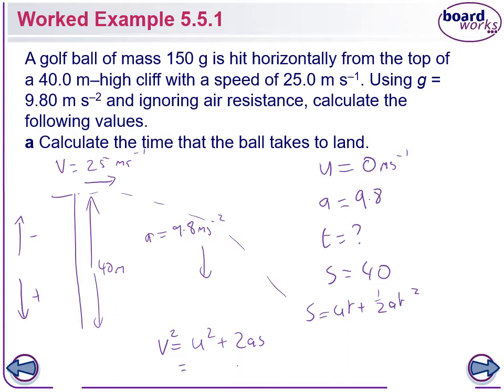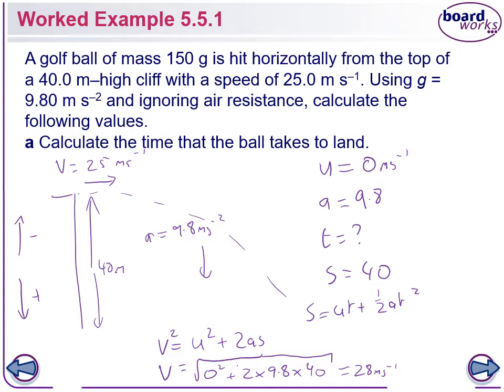It's just a square root. So, v is going to be equal to the square root of 0 squared, which is 0, plus 2 times 9.8 times s, which is 40. So our speed at the bottom is going to be 28. So that's just our vertical speed. All right, so our vertical speed when we hit the bottom here is going to be 28 meters a second.